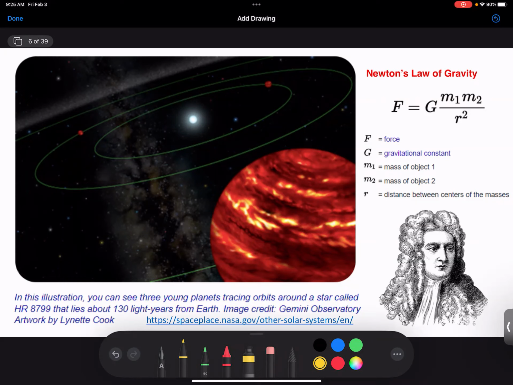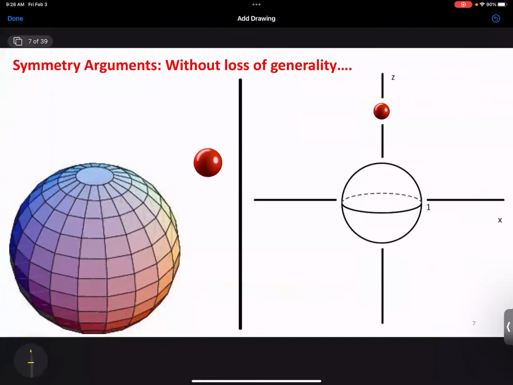Is there anybody here who has not seen Newton's law of gravity? That the force between two masses is proportional to the product and inversely proportional to the square of the distance. So one of the big inspirations for Newton's development of calculus was he wanted to try to figure out what is the force exerted from one body on another. Well, the simplest example is imagine you have two spheres. Without loss of generality, that's a huge phrase in mathematics, we can always assume that we orient our system so that the second body is over the north pole of the first.